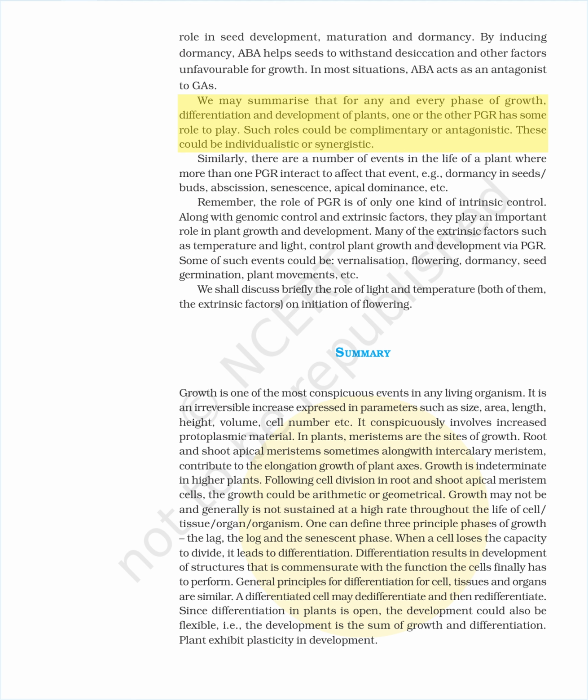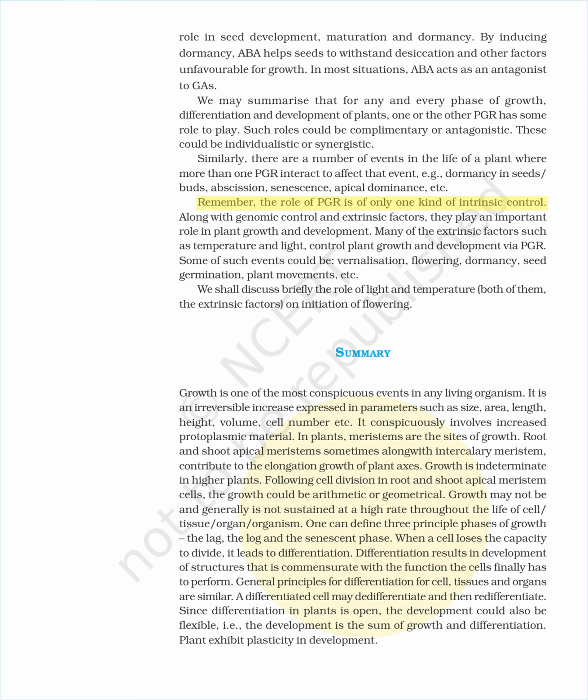We may summarize that for any and every phase of growth, differentiation, and development of plants, one or the other PGR has some role to play. Such roles could be complementary or antagonistic. These could be individualistic or synergistic. Similarly, there are a number of events in the life of a plant where more than one PGR interact to affect that event, e.g., dormancy in seeds/buds, abscission, senescence, apical dominance, etc.